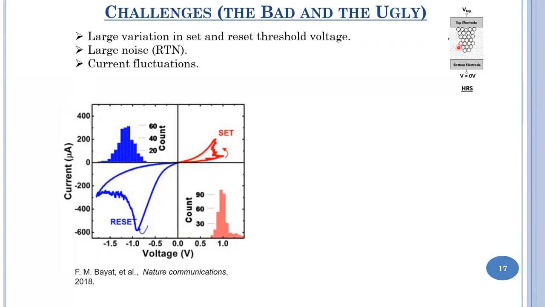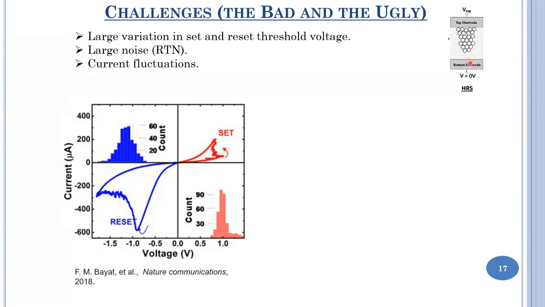Also, there is this current fluctuation: you apply the same voltage to this kind of device every time, but you won't see the same current. Why so? Because this dissolution or formation of the filament is a very probabilistic process. It's not very deterministic. Even if you apply the same voltage, you will end up having a different number of oxygen vacancies in this conduction filament.